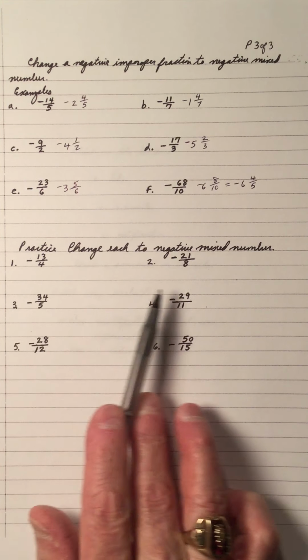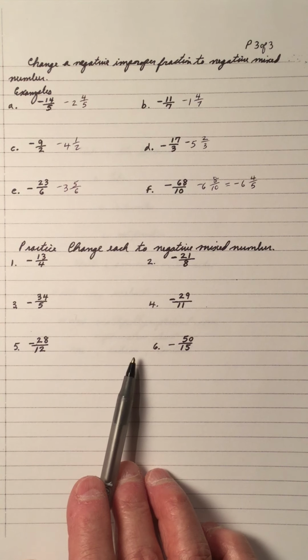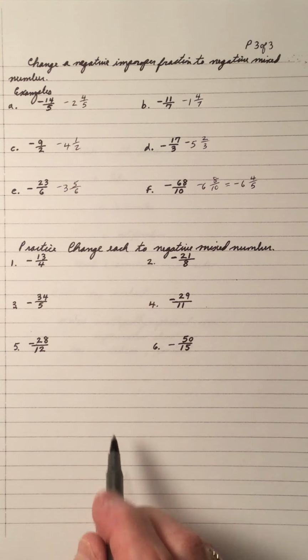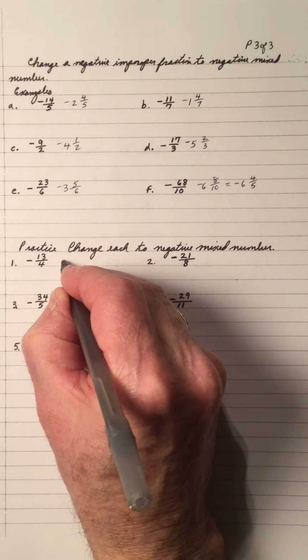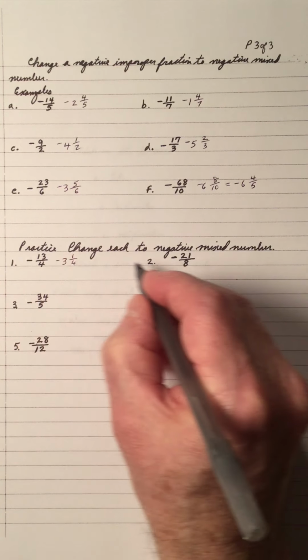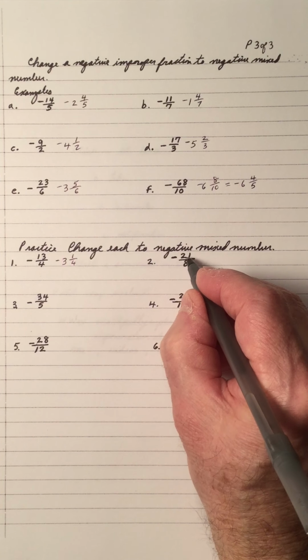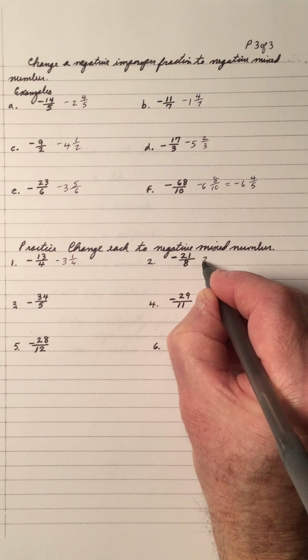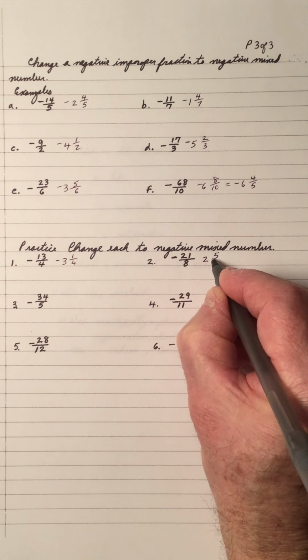You pause the video, work out these 6 here, and then when you're done, play it back to see if you're right. 4 into 13 goes 3. That's a 12. 1 left over. So it's negative. 8 into 21. 2 8s are 16. And there's 5 left over.